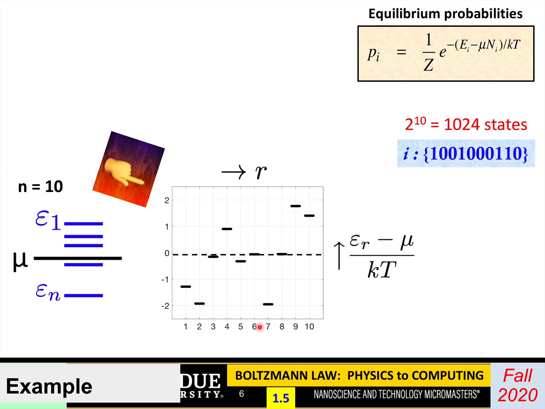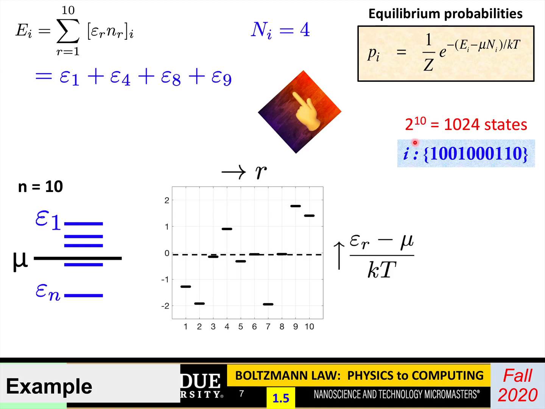And what we'd like to know is, what is the occupation of these states? How are they occupied? Now, Boltzmann law tells us how they are occupied at equilibrium. But the thing is, the Boltzmann law applies to the state space, which is not the n equals 10 space, but rather the 2 to the 10 space. Okay. So the way you would apply the Boltzmann law is to say that, okay, let's consider a particular state, say 1, 0, 0, 1, 0, 0, 0, 1, 1, 0. And we want to know its probability.